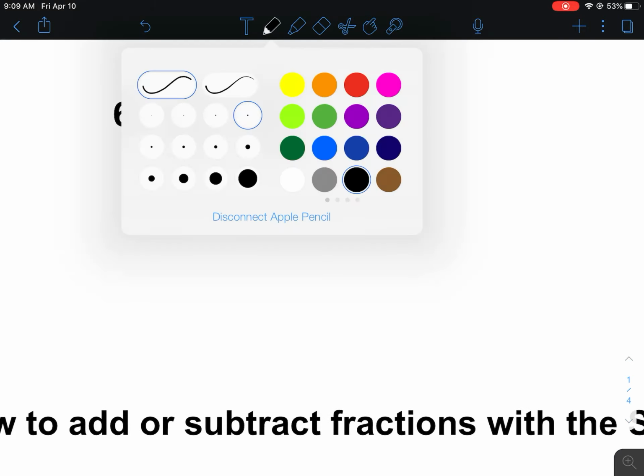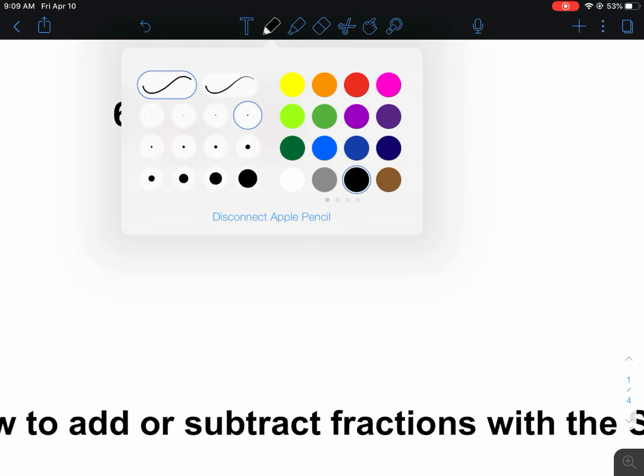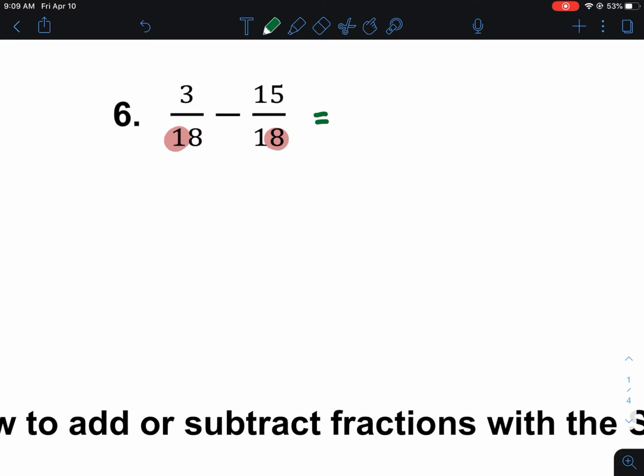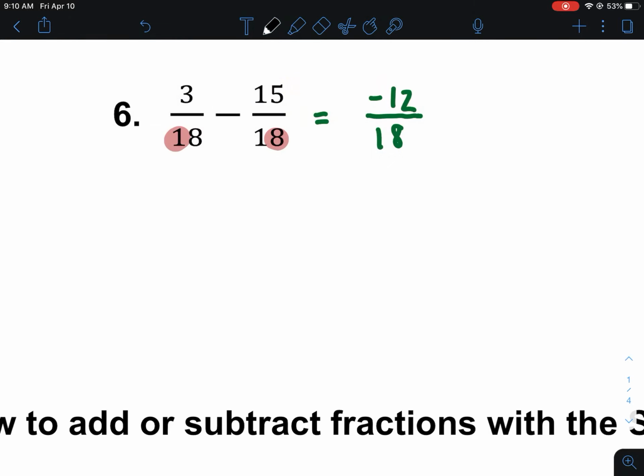Okay, last one. My denominator is 18 for both of these. 3 minus 15 is going to give me -12/18. What goes into both -12 and 18 is 6. I get -2/3.